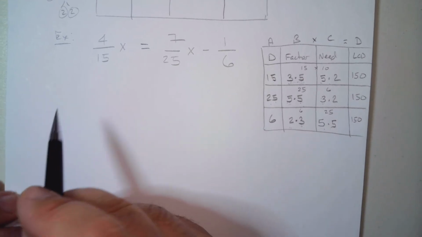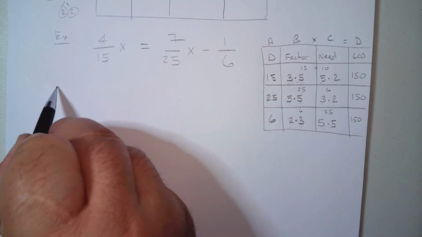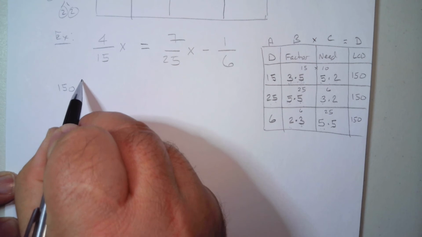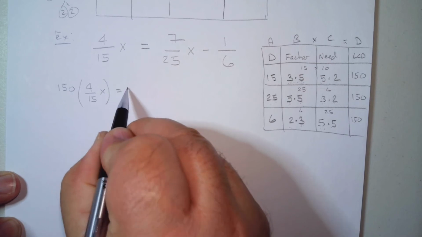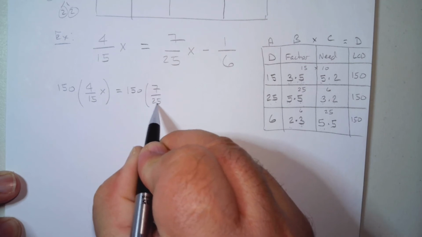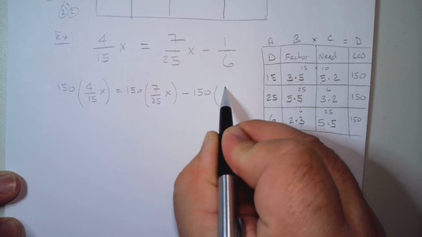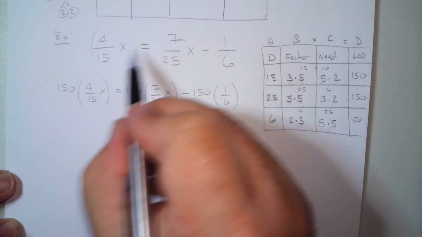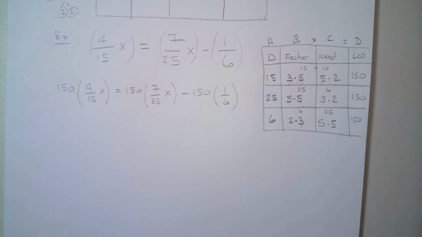So let's work the way we've been doing it. Once we find the LCD, we multiply each term by the LCD. So it's 150 times 4 over 15x equals 150 times 7 over 25x minus 150 times 1 over 6. All I did was put each of the terms in parentheses and put a 150 in front of them. Okay, that's according to the rules.